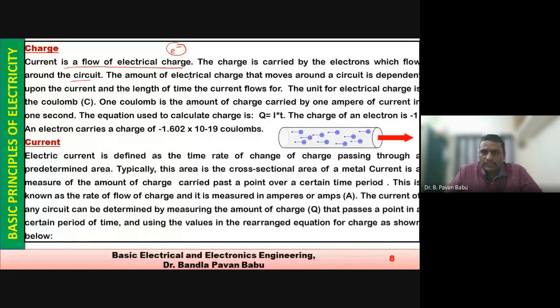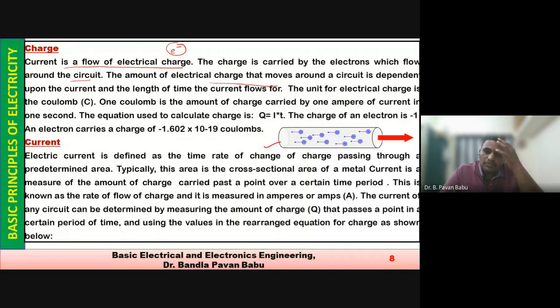The amount of electric charge that moves around a circuit is dependent upon the current and the length of the time. If you observe this diagram, for example, if you charge your mobile, you definitely know that it takes a certain time period to charge. It depends upon the power, the ampere rating, and the capacity. Like this, some properties decide the period of charge.